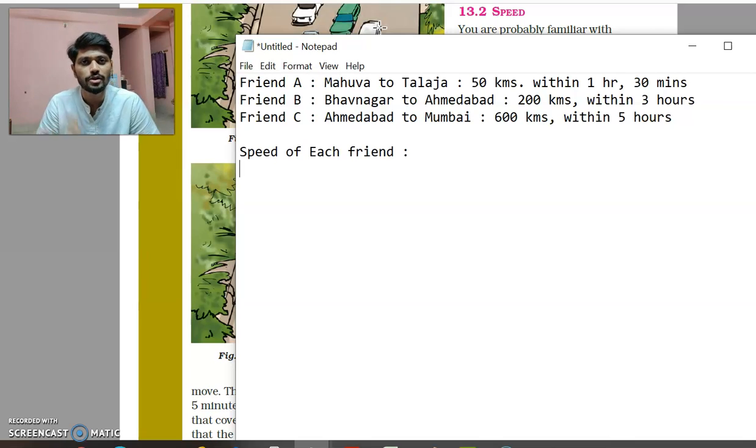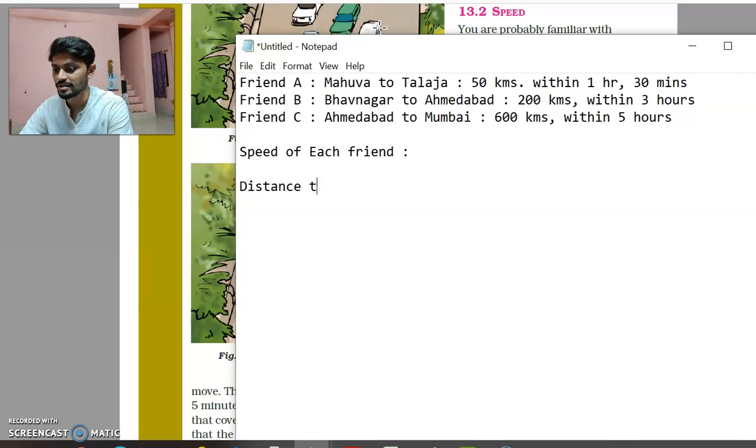So here, which unit time should I take? I can say let us take the unit time as 1 hour. Let us take the unit time as 1 hour. So now the distance traveled by friend A. What is the distance traveled by friend A?